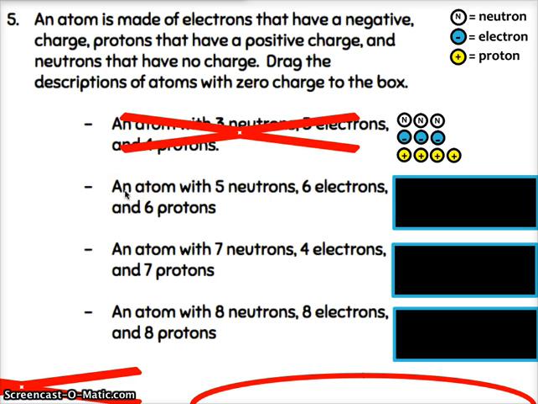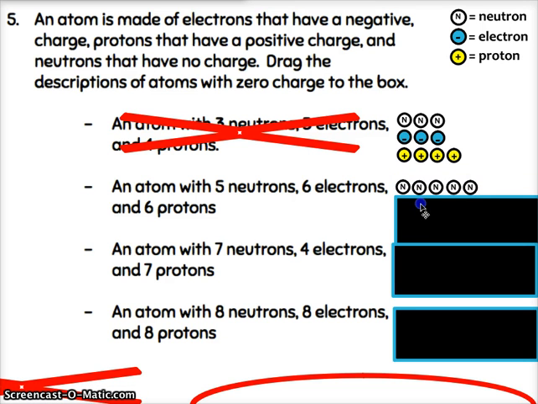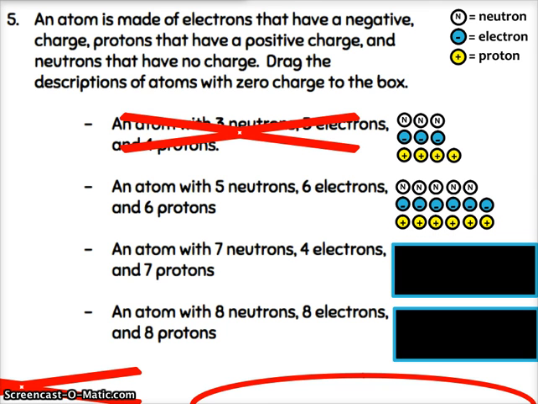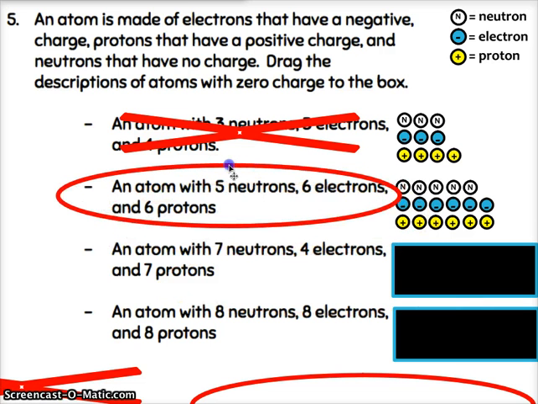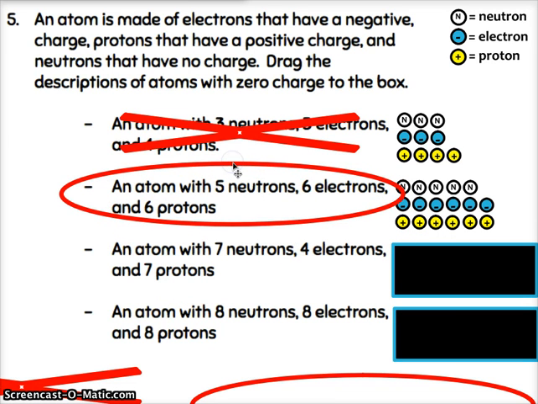For the second example, it says it is an atom with 5 neutrons, 6 electrons, and 6 protons. Again, we don't care how many neutrons there are, it doesn't affect the charge. But if I look at the number of protons and electrons, I see that they are equal. In other words, for every electron, there is a corresponding proton. So since the number of protons and electrons are equal, it has a zero charge. So yes, this example we would say has a zero charge.